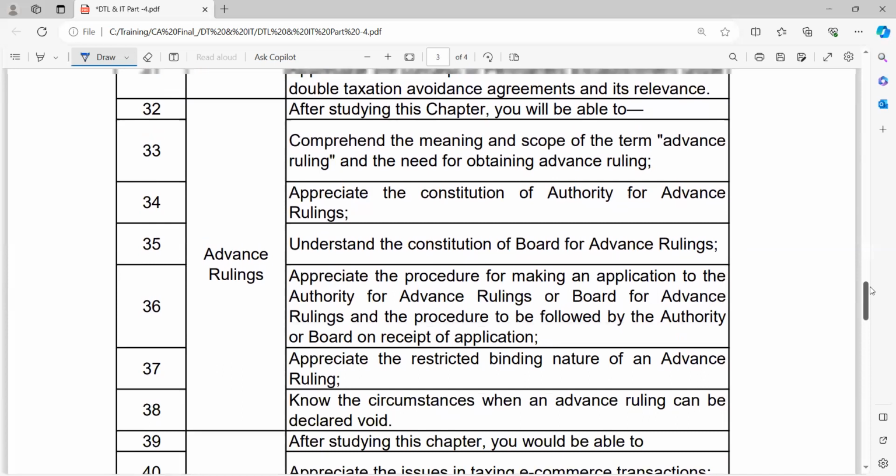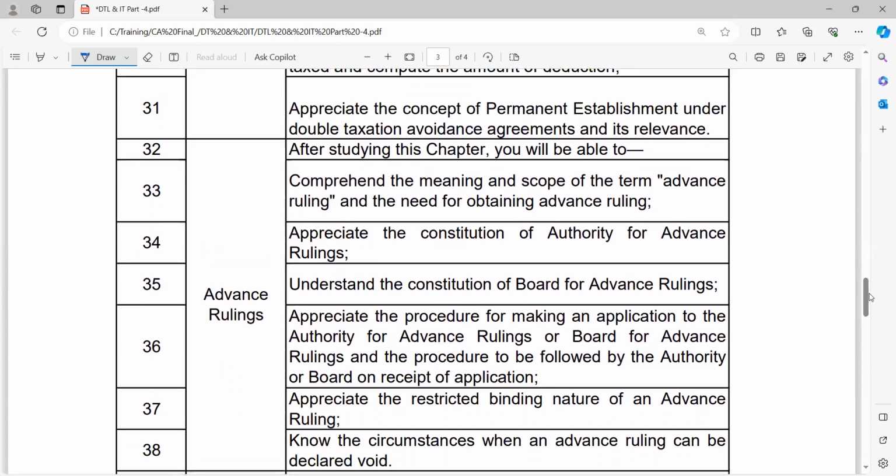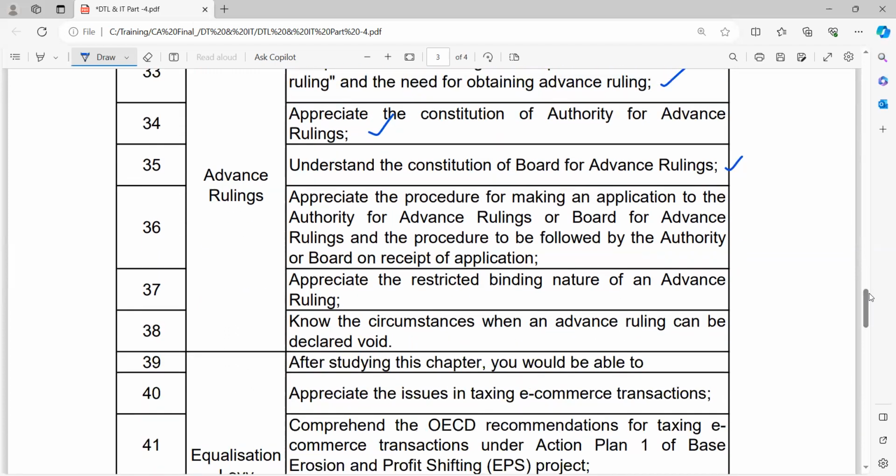Next, from the chapter of advance rulings. You can comprehend the meaning and scope of the term advance ruling and the need for obtaining an advance ruling. You can appreciate the constitution of the Authority for Advance Rulings. You can understand the constitution of the Board for Advance Rulings. You can appreciate the procedure for making an application to the Authority for Advance Rulings or the Board for Advance Rulings, and the procedure to be followed by the authority or board on receipt of the application.